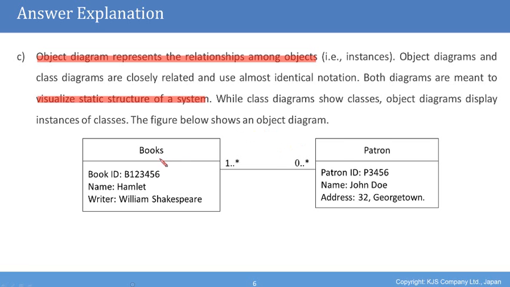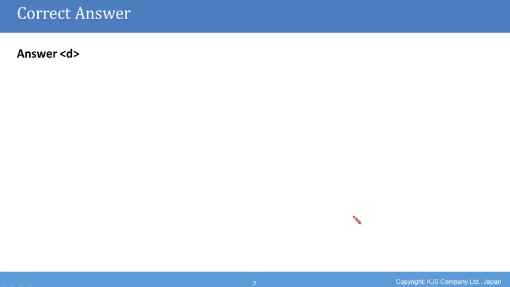You have the books and the patron, and for each one you have the data which is encoded. So, the diagram used for modeling the event-driven or discrete behavior of an object in UML 2.x is the state machine diagram, which was option D in the question.